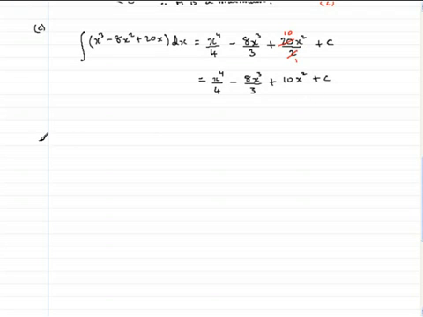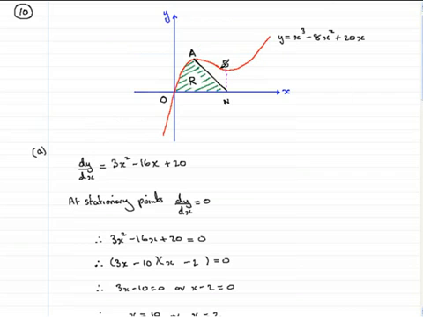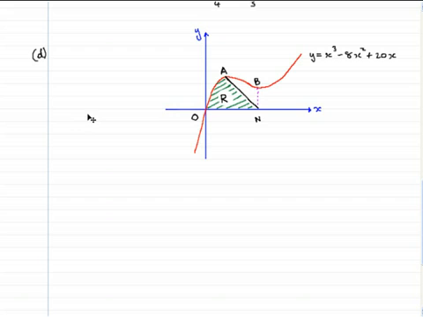Now in part D, it asks us to find the exact area of the region R. So I'll take you back up there just to show you it again. We're asked to find the exact area of R. I'll give you a few moments on that, so pause the video, come back, and see if you've got the right answer. Okay, now remember we are asked to find the exact area of R.